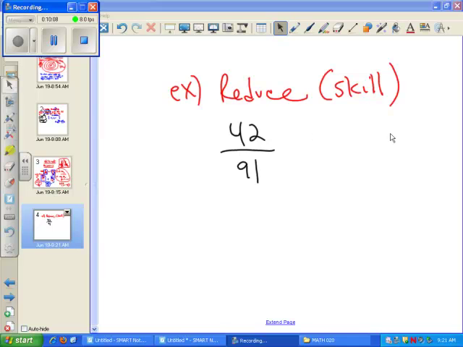Reductions, or putting in lowest terms, is another useful skill with fractions. We talked about at the board yesterday how to reduce them mentally or physically with a prime tree. Now, just out of curiosity, who would like to make prime trees for 42 and 91?